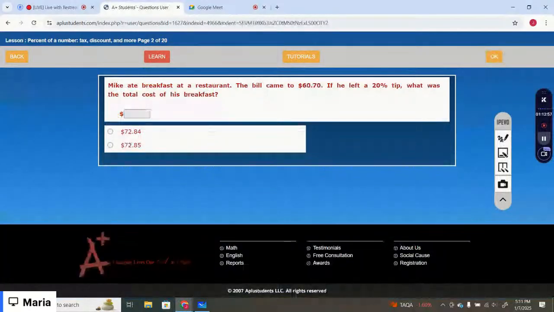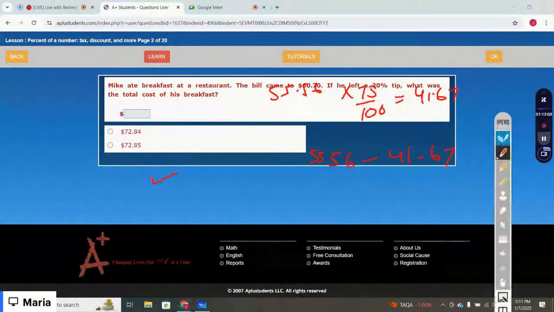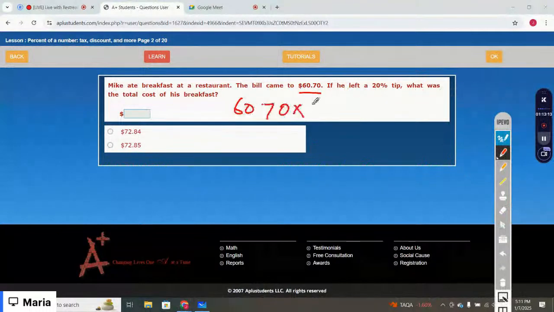Mike ate breakfast at a restaurant. The bill came $60.70, and if he left a 20% tip, what was the total cost of his breakfast? So you have to calculate the total cost, right? So just calculate 20% of 60.70. That is 12.14. So you have to add 12.14 with the bill.